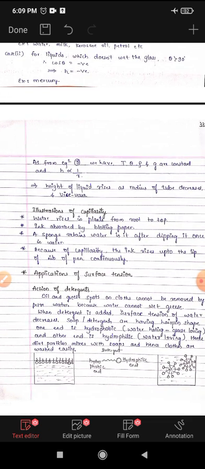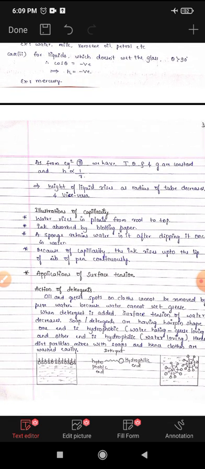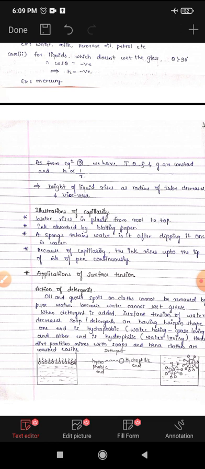And some of the illustrations of capillarity that we see in day to day life are these. The water rises in plants from the root to the top. When we pour water to the plants, due to the capillarity phenomenon only, these plants suck the water from the bottom to the top. This is one of the illustrations of capillarity.